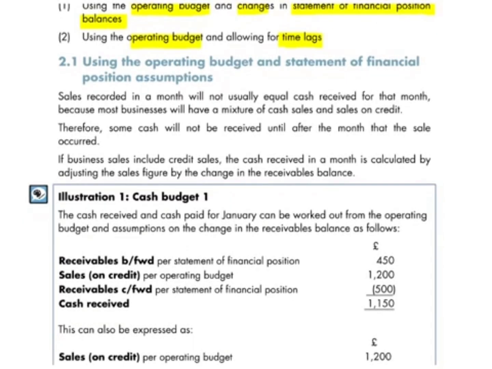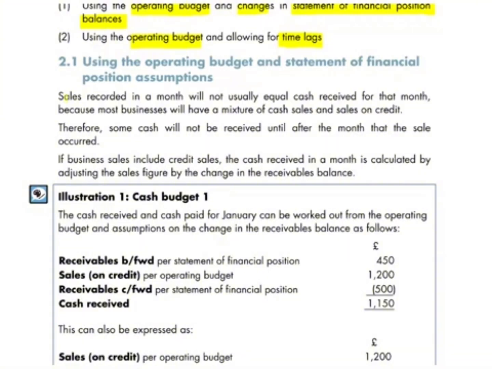Now, this method separates the time period when we incur the cost or we earn the revenue from the time period when we actually pay the cash or receive the cash in. There's likely to be a delay between the two, especially if we are making purchases on credit or we're making sales on credit. It therefore means that the sales figures that we've got in the operating budget don't necessarily represent the cash movements in and out of the business.